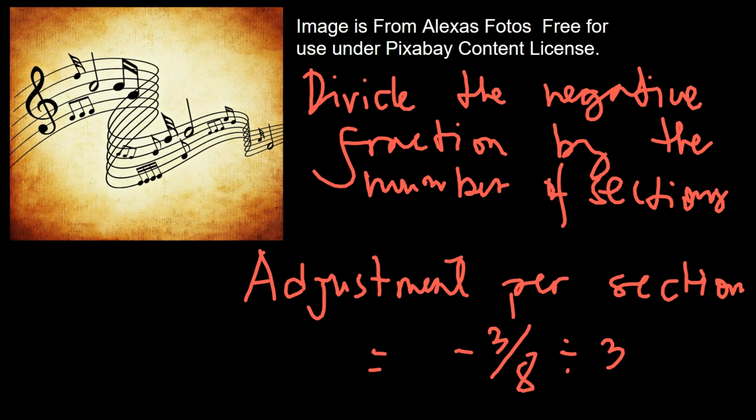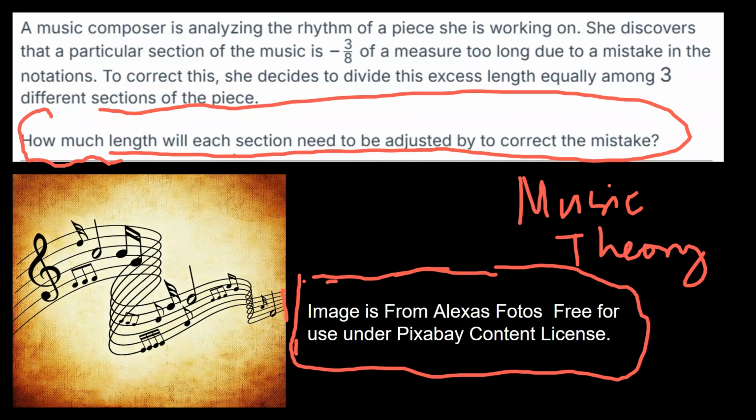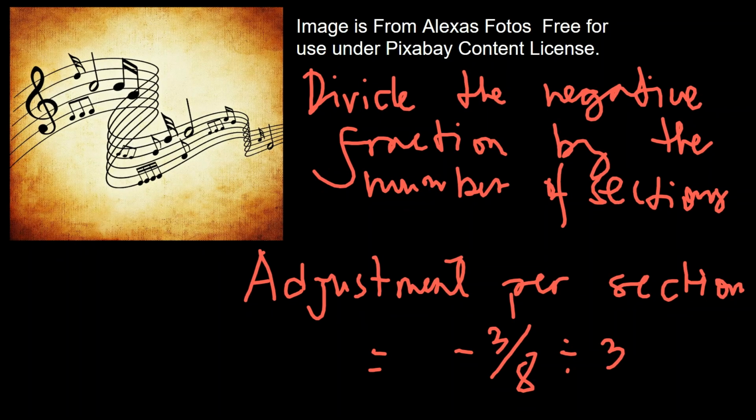Now, why do we say divide? How were we able to say that the operation is division? Because it's very clear here that to correct this, she decides to divide. So we have the keyword: divide this excess length equally among three different sections of the piece, or if that's a musical piece, of course. So we now have negative 3/8 divided by 3.